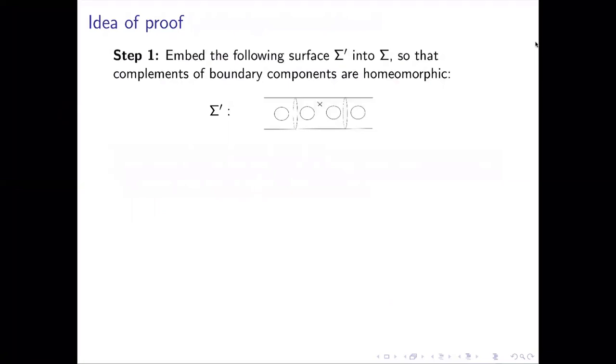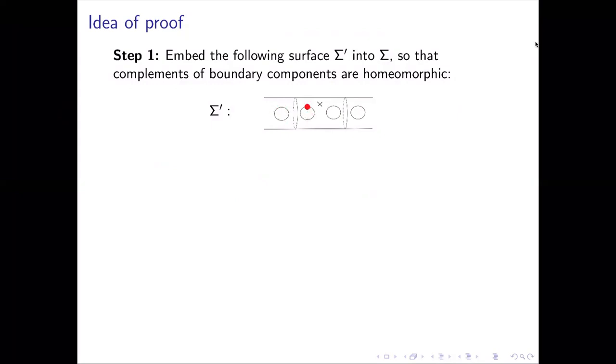The first thing we do is we embed this particular subsurface, sigma prime, into our infinite type surface. And we need to do it in such a way that the complements of the boundary components are homeomorphic. So these S1s here are boundary components. So far what this looks like is an infinite cylinder with the interiors of discs removed, and the cylinder contains the puncture. So what you should think of doing is in your infinite type surfaces, choosing simple closed curves and just cutting along those simple closed curves. That's going to give you these boundary components.